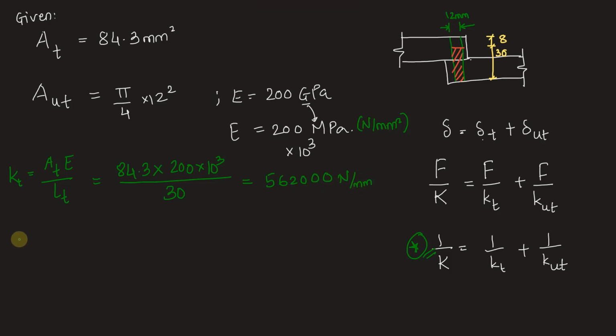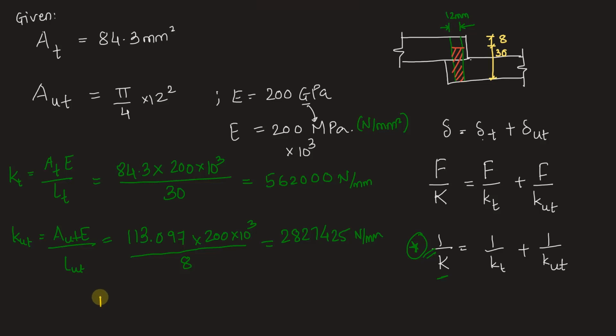Let's calculate KUT. KUT will be similarly AUT into E by LUT. Area of cross section is π/4 into 12². It turns out to be 113.097 into 200 into 10³. Again, E remains the same because the material used is the same, so Young's modulus will not be different. Divided by the length, that is 8 millimeter. This turns out to be 2827425 Newton per millimeter.